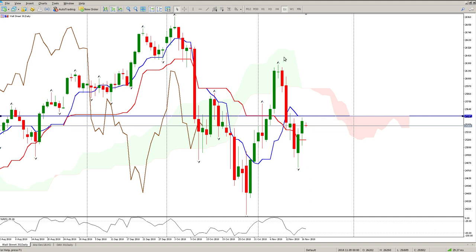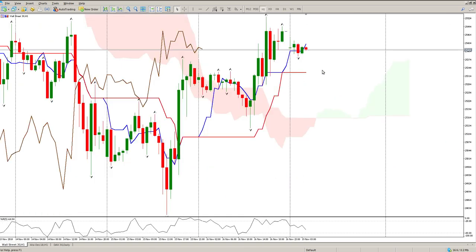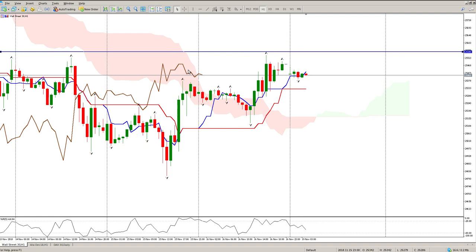Okay, the daily, we broke through the cloud, we came back, we tested the cloud, we come off. So it wouldn't surprise me if we rally a little bit more. We could even come all the way up to the cloud, but I think this monthly Tenkan is the one to watch. Again, here we have a bullish crossover. So that's why I'm saying we've got a bullish crossover on the daily and the 4 hour. And we've also got one on the hour.